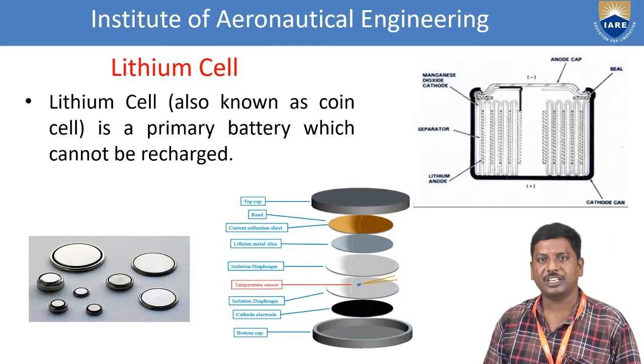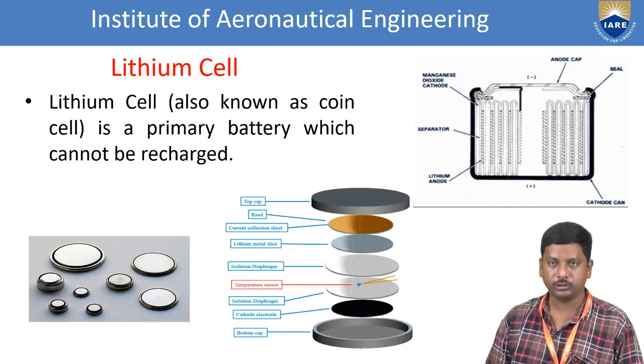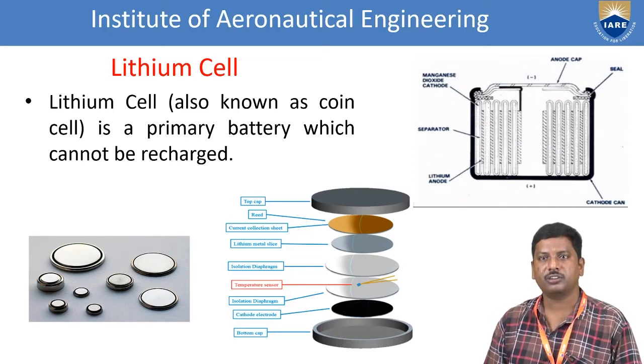And the second best example of primary cells is the lithium cells. In the case of lithium cells, what happens? They are coin type batteries, which are very easy to move from one place to another. They also act as primary batteries, which cannot be recharged.